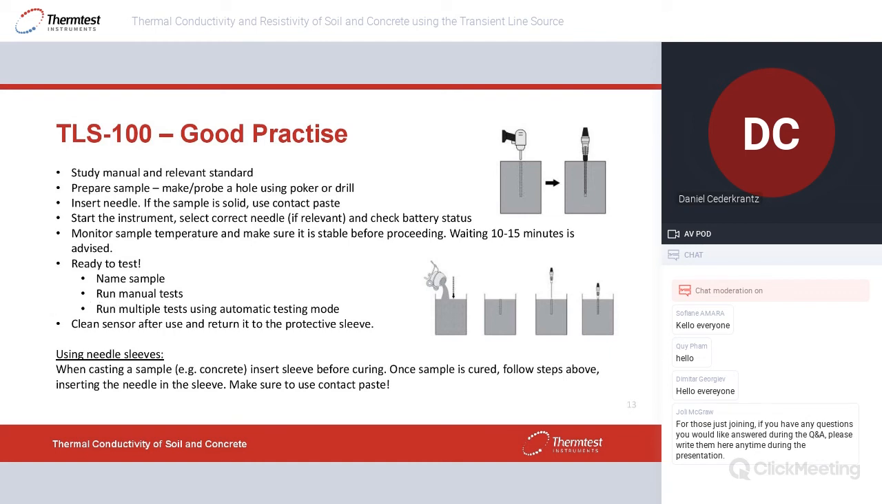Make sure to name your sample. That will make life easier for you later on when you come back and review your data. You can run tests manually. Simply push the start button and go ahead. And it will run a single test and you will get the results on screen immediately. But you can also run multiple tests automatically. Maybe you want to have some statistics. Then you tell the instrument, okay, I want to run 5 tests and I want you to wait 10 minutes between my tests. And then the machine will do this automatically while you maybe prepare the next test location, for instance.